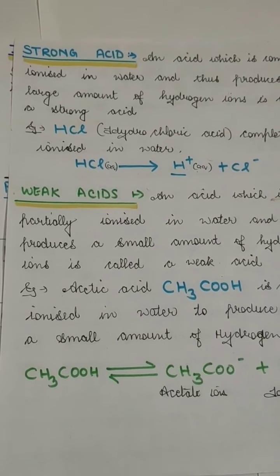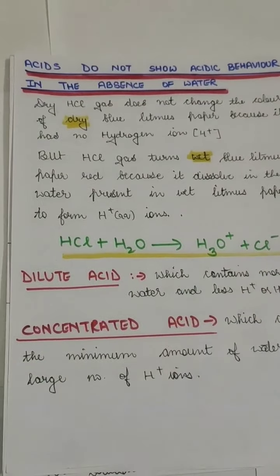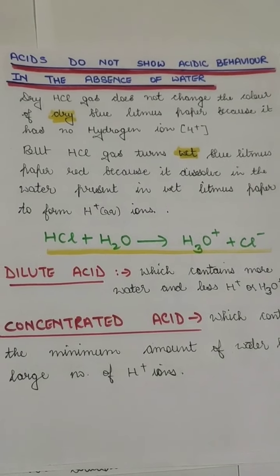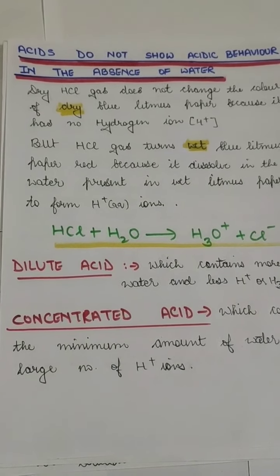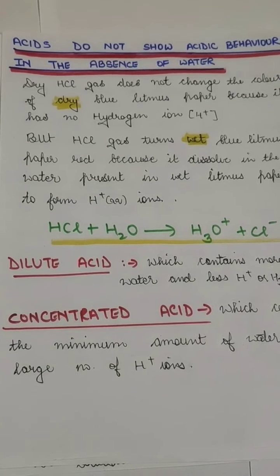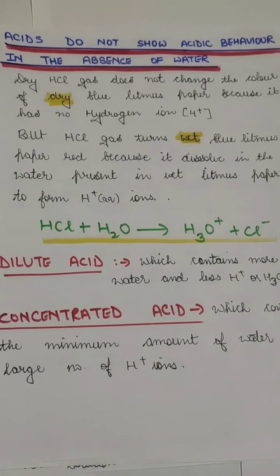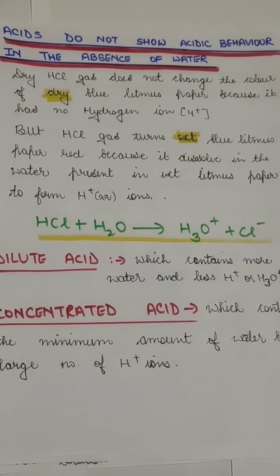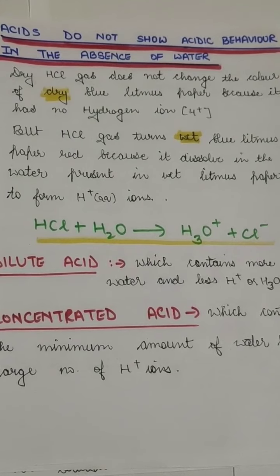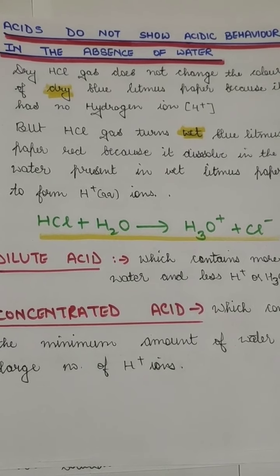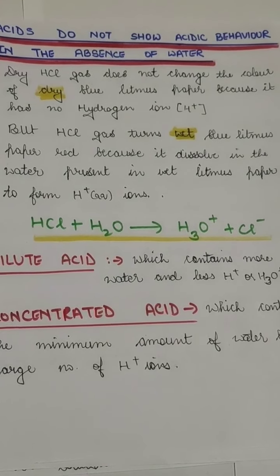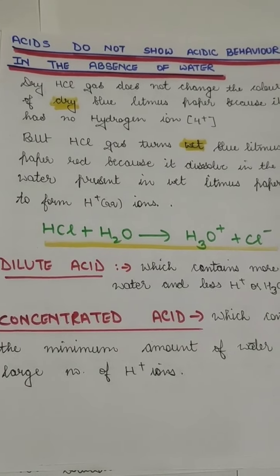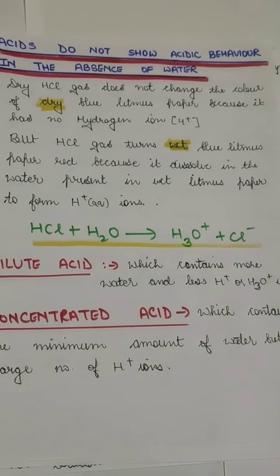So the next topic would be that acids do not show acidic behavior in the absence of water. We know that acids are called acids because when we dissolve a compound in water, it releases hydrogen ions, and only then do we call them acids. So when acids are not dissolved in water, or do not contain any water, they won't behave as an acid because they won't be able to release the hydronium ion or hydrogen ion. We can learn this by a little experiment.